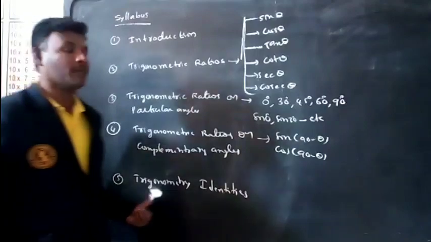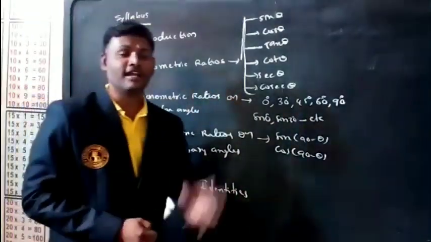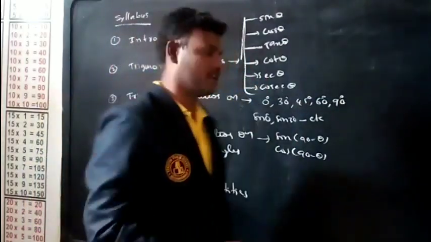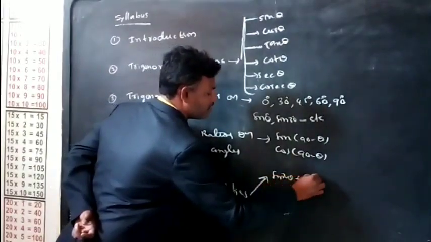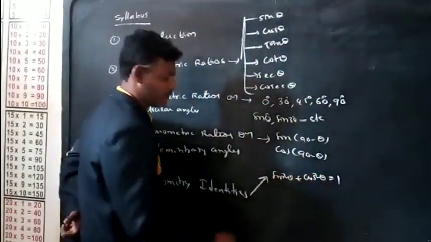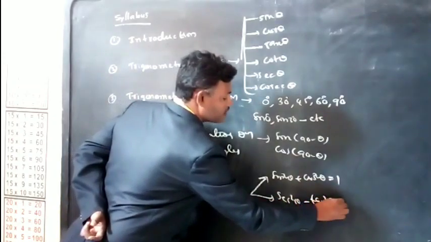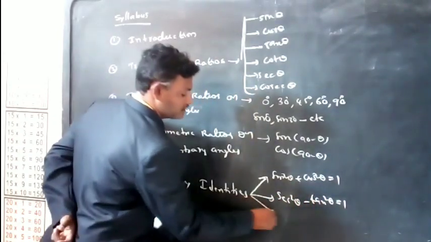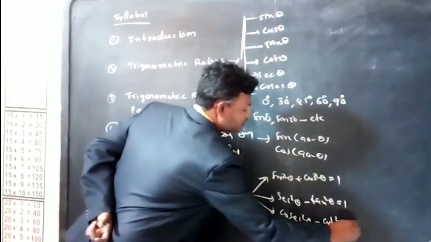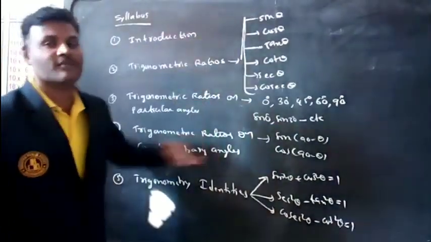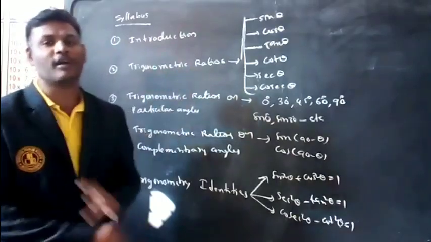Next, trigonometric identities. It is a very important topic. There are 3 identities in trigonometry. First identity, sin square theta plus cos square theta is equal to 1. Second identity, sec square theta minus tan square theta is equal to 1. Third identity, cosec square theta minus cot square theta is equal to 1. So this is the syllabus of trigonometry. Now I am going to explain each and every topic of trigonometry.